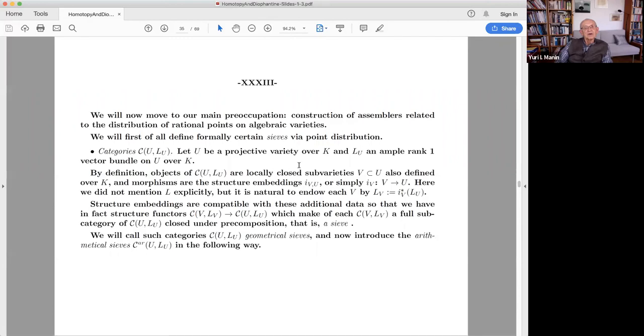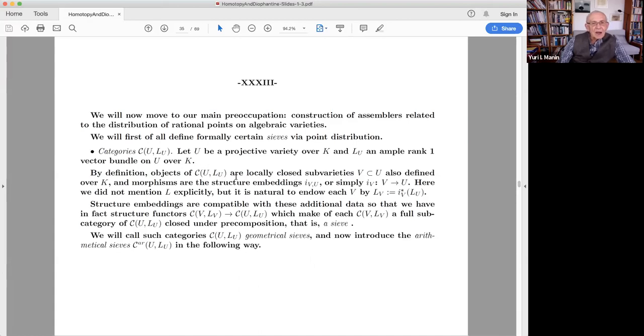So consider a projective variety over K, denoted by U. So it is, again, you should imagine a finite system of homogeneous polynomial equations over Q. And L_U an ample rank one vector bundle. Again, it is sufficient to imagine just that you fix the coordinates in these polynomial equations. So we don't allow linear transformations or quadratic transformations, even if they are one-to-one.